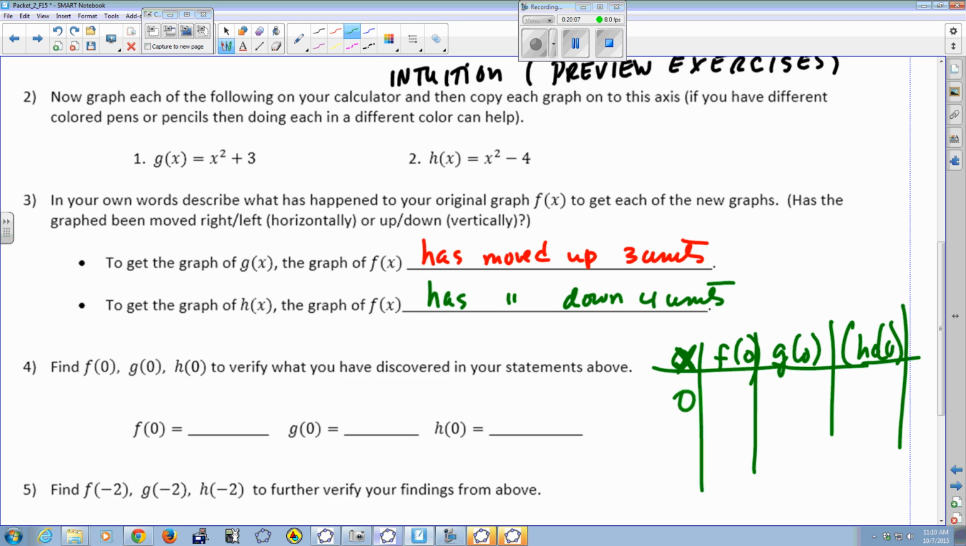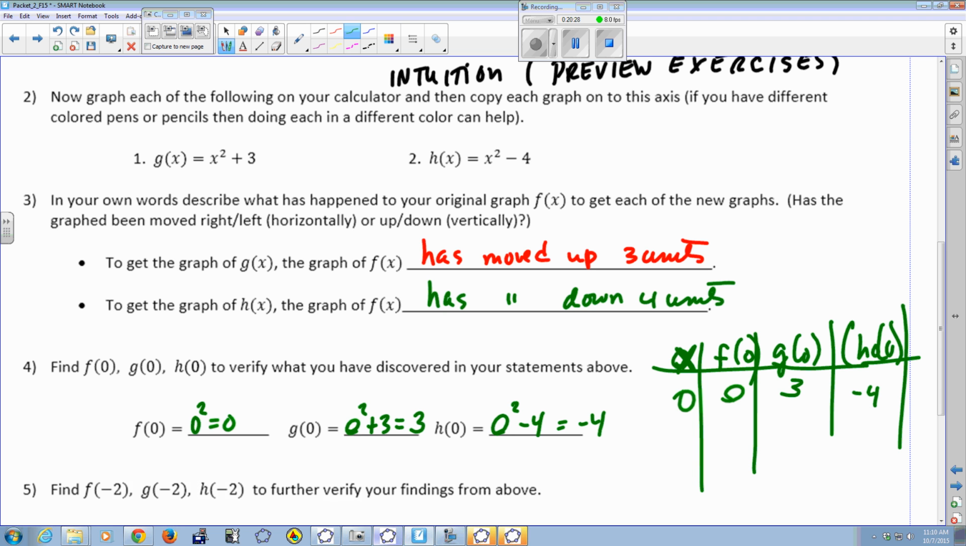So you can do that by either using the equation or looking at your graph. F of 0 is 0 squared, which is 0. G of 0 is 0 squared plus 3, which is 3. And h of 0 is 0 squared take away 4, which is negative 4.